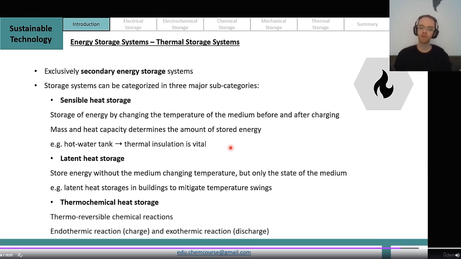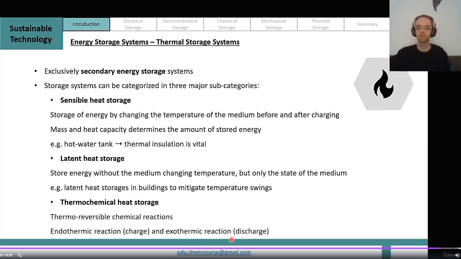And we have the so-called thermochemical heat storage, which is based on thermo-reversible chemical reactions. For this, you have to understand that any chemical reaction taking place is either associated with an energy release or it requires an energy intake. If we have a so-called endothermic reaction, that means if two chemicals react, they absorb energy, usually as ambient thermal energy from the environment. And this would be a typical charging process. So we're taking energy from the outside and charging it. And we have something called an exothermic reaction, which means that energy is released, that energy is discharged.